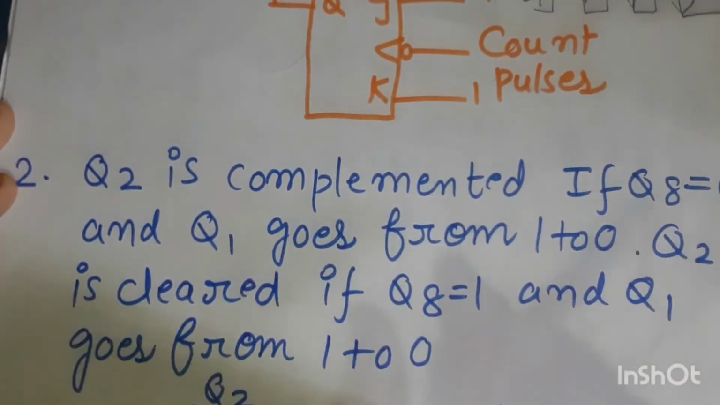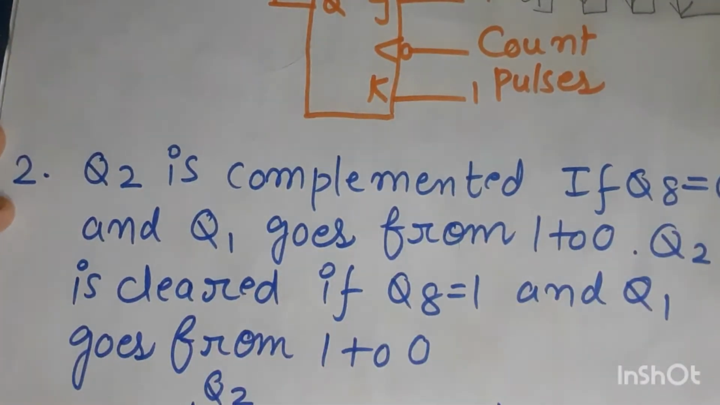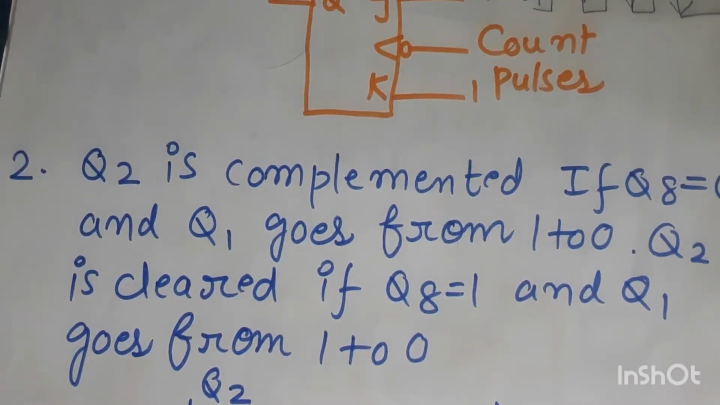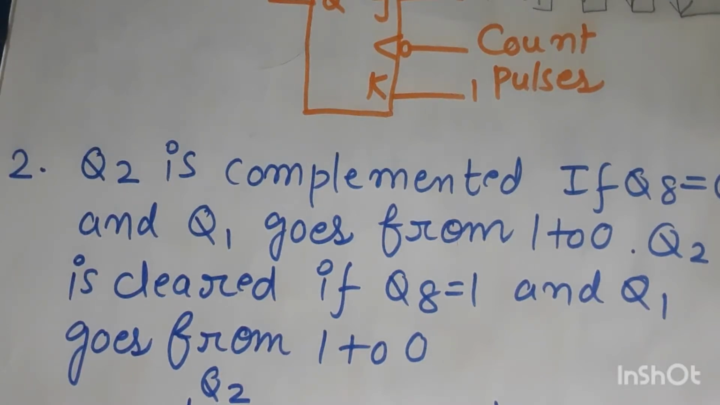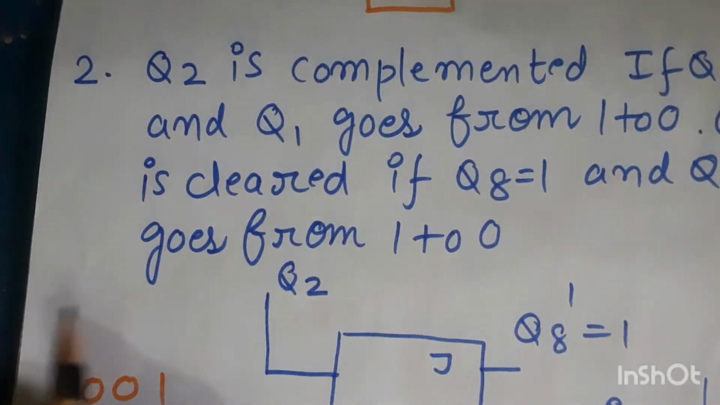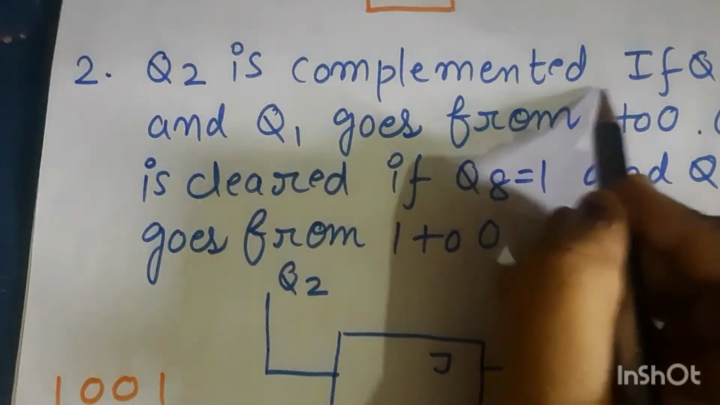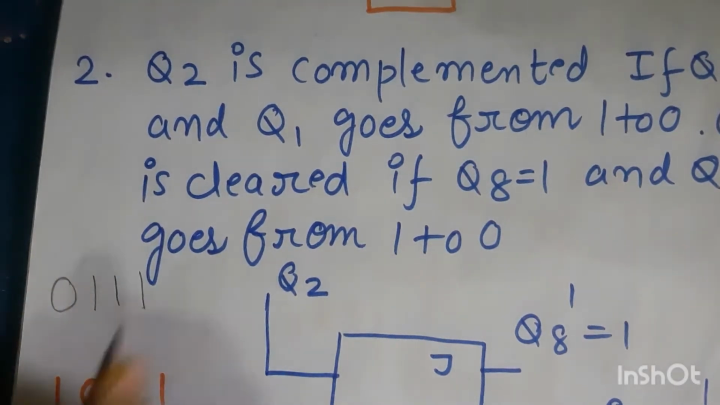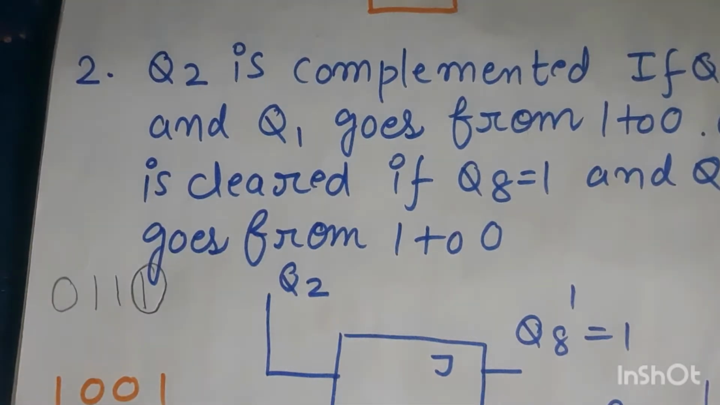Q2 is complemented if Q8 is 0 and Q1 goes from 1 to 0. Q2 is complemented if Q8 is 0 and Q1 goes from 1 to 0. What is the condition? You see, in the 4-bit value, Q8 is 0, and the other 3 bits are 1, 1, 1. So the 1 to 0 transition happens.